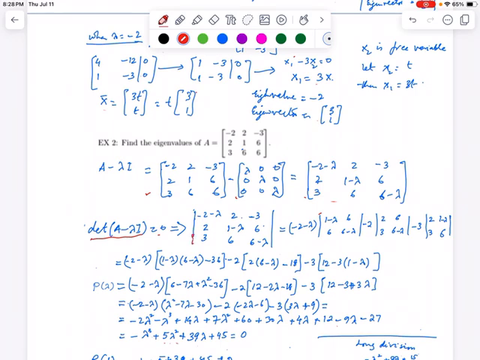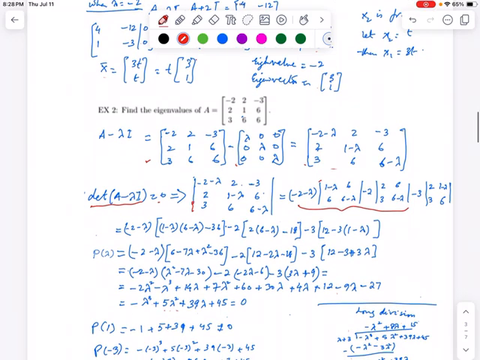So here I have expanded, and then more expansion, and doing all the work, so we end up getting this polynomial. Now this is a cubic polynomial, so how do we solve that? Because there is no formula like the quadratic formula, we don't have a cubic formula here. So how do we do this? We do it like this.